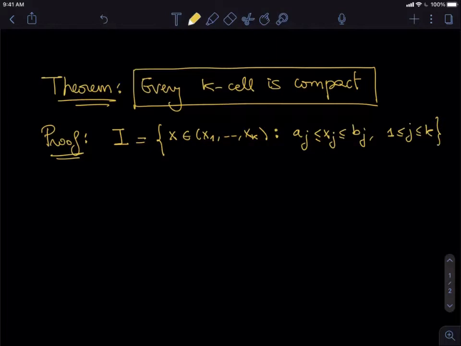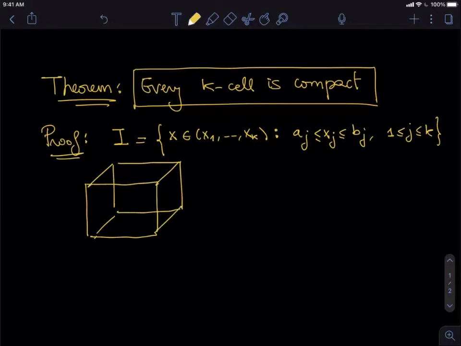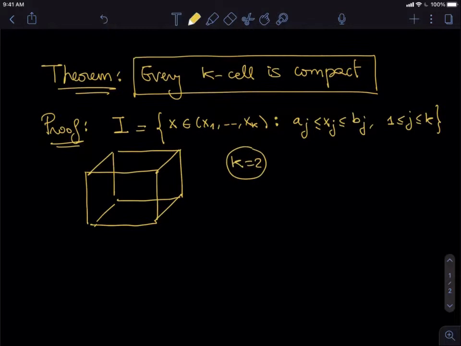Okay, so we are talking here, as I was saying, about a rectangular prism in 3D, or the higher dimensional equivalent, okay? But for simplicity, let's look into the case k equals 2. Let's do the proof just in the case k equals 2 so that we understand the ideas. The ideas are the same in every dimension anyway.